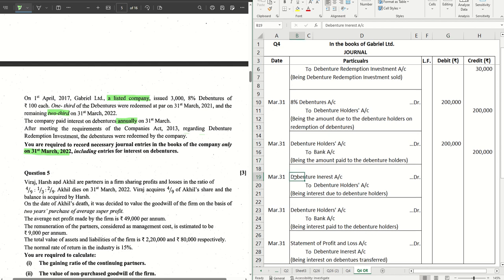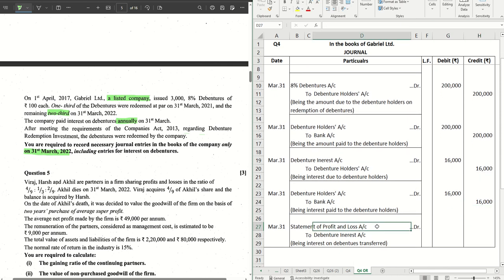Next, we have the interest. So debenture interest to debenture holders account, that is a journal we have. The rate of interest is 8%. And out of 3 lakh, 1 lakh worth of debentures were already redeemed in the previous year. So at the end of this financial year, on 31st March 22, interest will be paid on these 2 lakh worth of debentures. So that will be 8% of 2 lakhs. That comes to 16,000. That's the interest amount. So the first entry we have passed is debenture interest to debenture holders. And the second entry is making the payment to the debenture holders. So that's debenture holders to bank account.